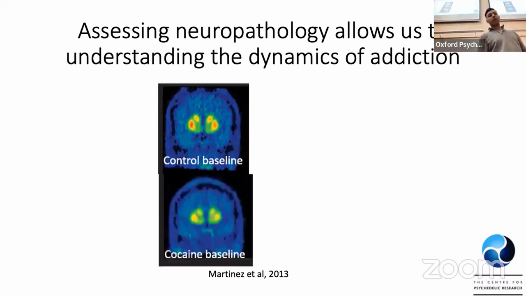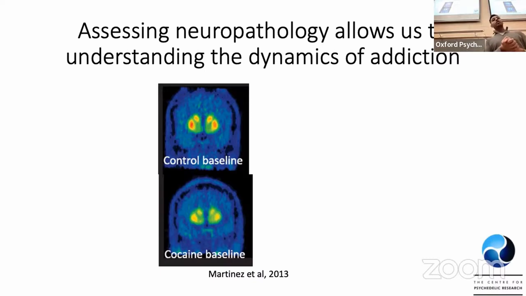What we found from imaging the dopamine receptors in the brains of individuals with cocaine addiction versus healthy controls is that they have fewer receptors in the brain. But the number of receptors doesn't really tell us much about the function of dopamine, it just says that there are fewer receptors.